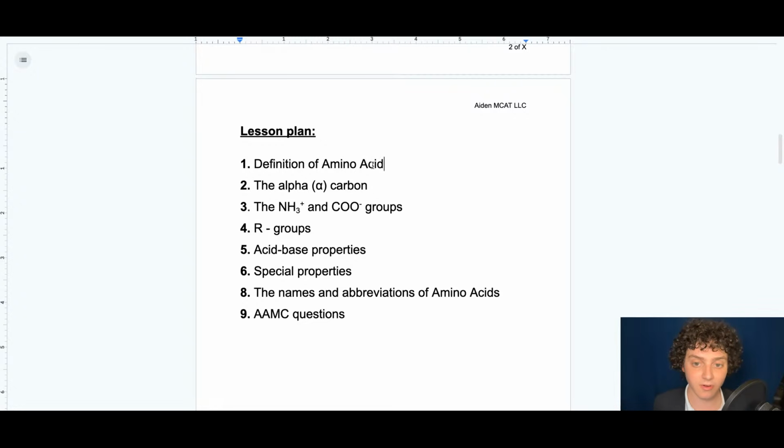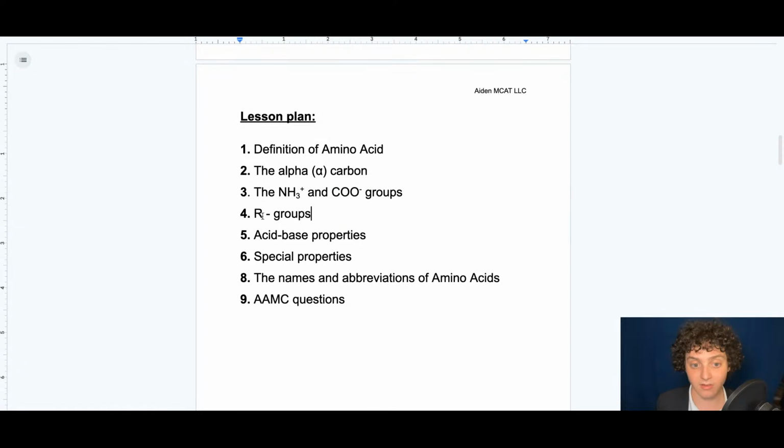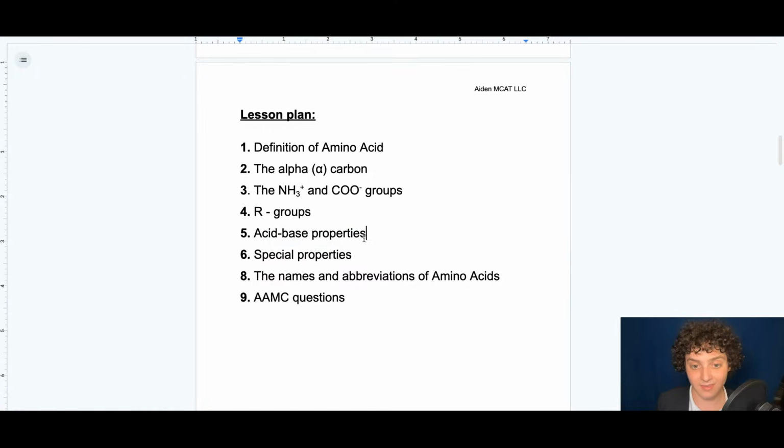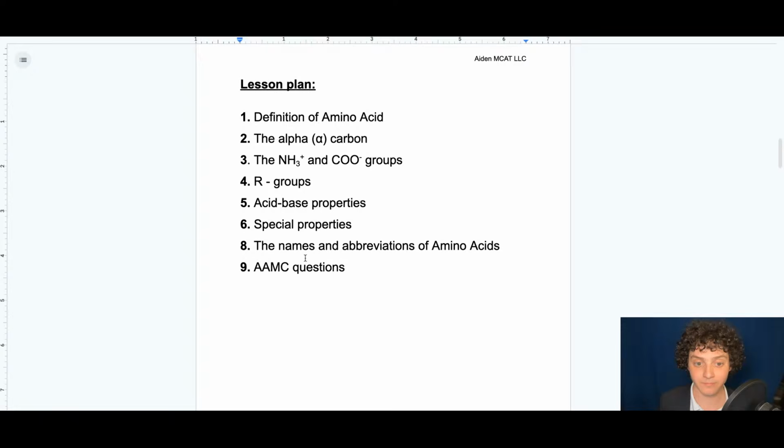The first is going to be the definition of the amino acid. The second is going to be the alpha carbon on the amino acid. Third is the NH3+ and COO- groups. Fourth is the R groups. Fifth is the acid-base properties. Sixth is special properties, and this is all of amino acids. So the acid-base properties of amino acids and the special properties of amino acids.